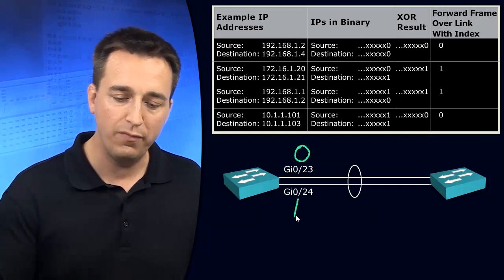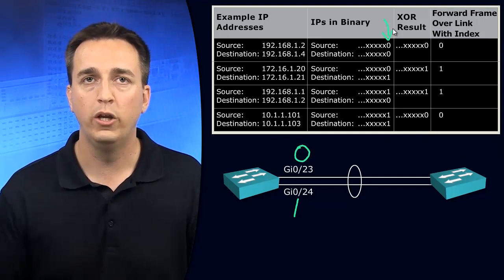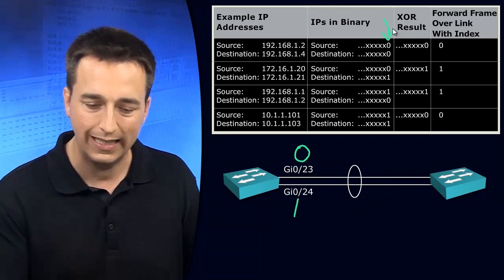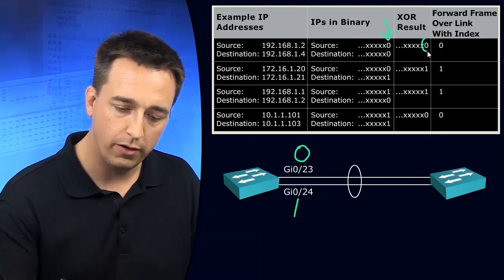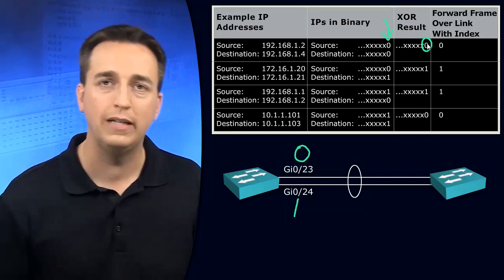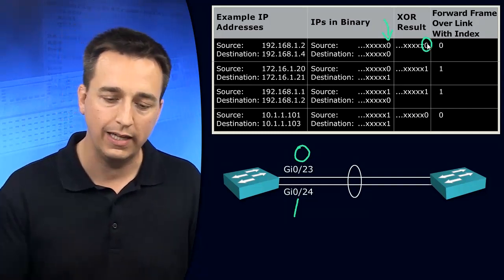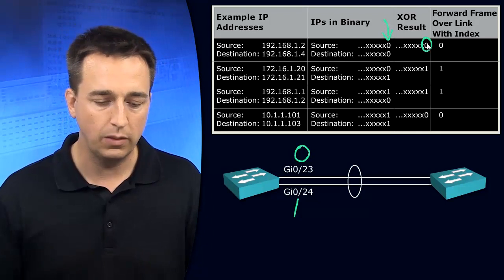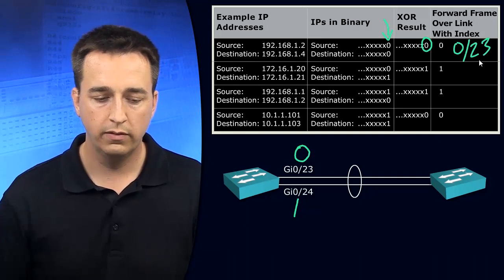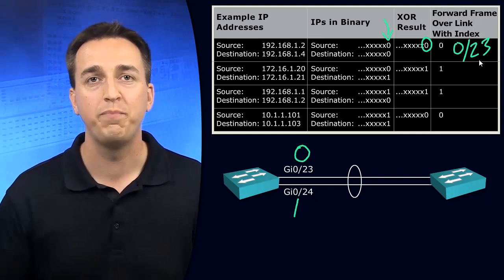So the IPs in binary have been converted for us, and you can see here in the first example, they both end in 0. So we run those zeros through the XOR operation. 0 XOR 0 results in what? 0. So therefore, it's this XOR result that's looked at to determine which link will be utilized. And in this case, it's the link with the index number of 0, which is going to be 0/23. So traffic sourced from this IP going to this destination IP will use 0/23.